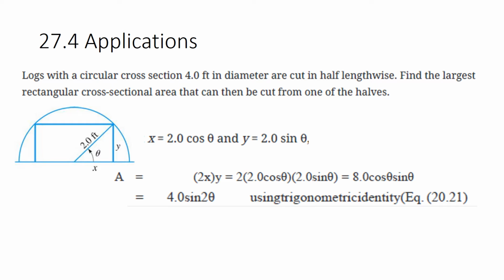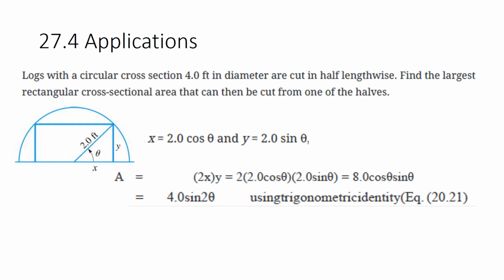So if I want the cross-sectional area of this wooden beam, which we'll call capital A, that's going to be twice whatever x turns out to be, because the bottom of this rectangle is twice as big as x. And the height of the rectangle is going to be y. So the formula for the area is 2x times y. Plugging in what I already knew x and y were equal to, I get 2 times twice the cosine of theta and twice the sine of theta. Pulling out the constants, I get 8 times cosine theta sine theta.